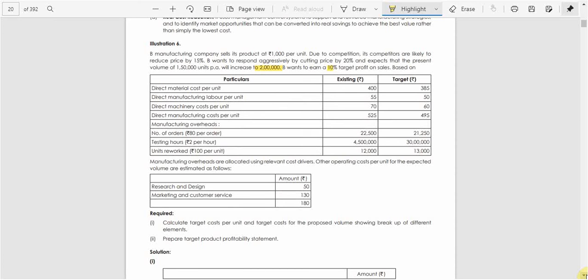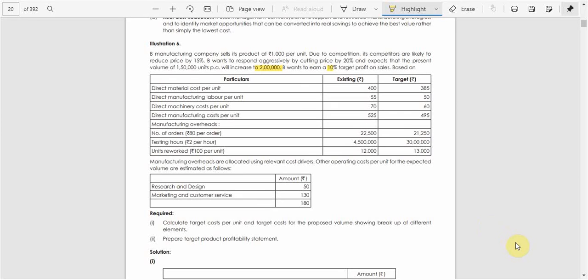So in the question it is asking us, required: number 1, calculate the target cost per unit and target cost for the proposed volume showing the breakup of different elements. Number 2, prepare target product profitability statement. So these are the two questions asked in the problem. So what is the information given? The sales volume is 2 lakhs as the target and the manufacturer wants to earn 10% on the target. Okay, so he wants to earn that profit.